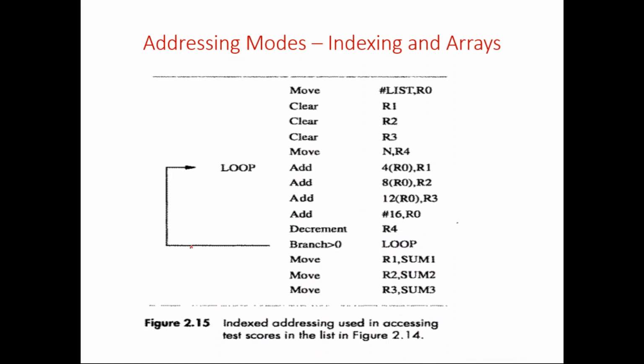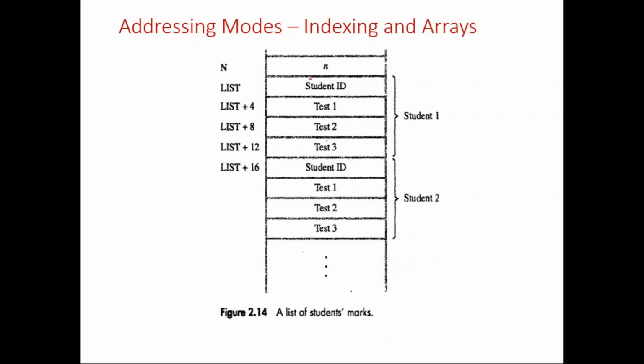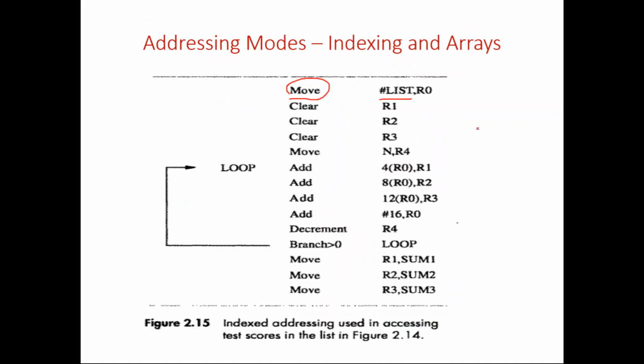This is the code. First, we are doing move #list, R0. The hash represents an immediate value. List refers to this address. Let us assume this address is 1000. So #list represents this 1000, and that 1000 is moved to R0. Now R0 contains 1000.